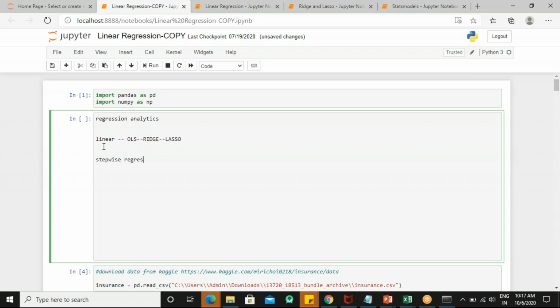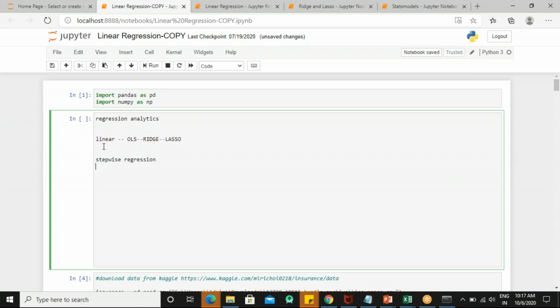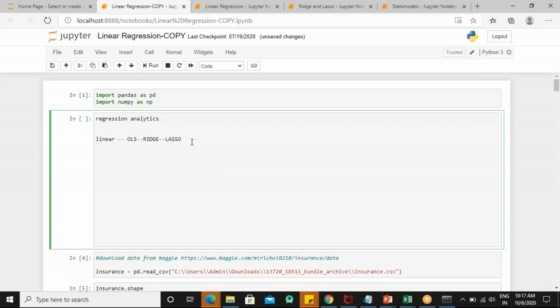What is stepwise regression? Okay, there is a stepwise regression also. There is something known as forward and backward regression. Okay, so these things also you will hear as you progress, but we are not talking about these. Stepwise regression, forward regression, backward regression. शायद ये आप लोगों ने सुना होगा, forward backward regression. So there are a lot of other things, but okay.